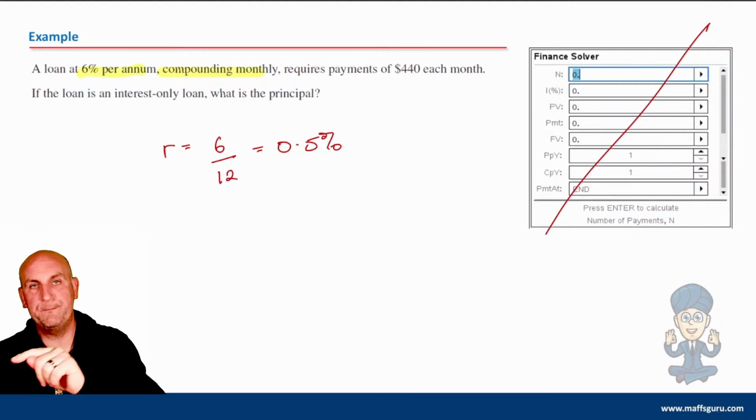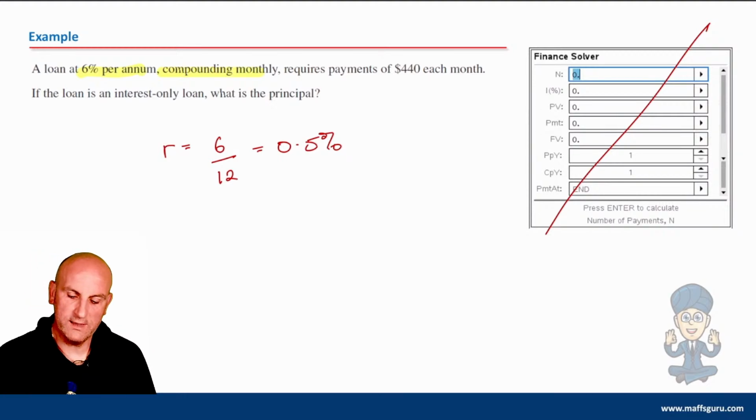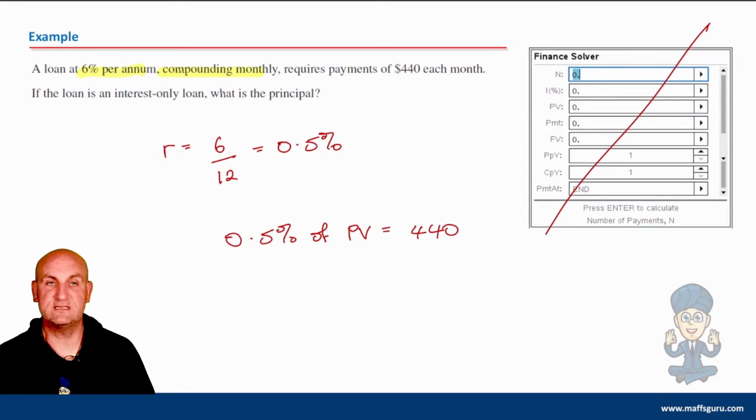They're giving me the payment. Right. So I now know that 0.5% of my principal value must be $440, because that's my monthly interest rate for my principal value, which gives me that 440. How do I work this out?